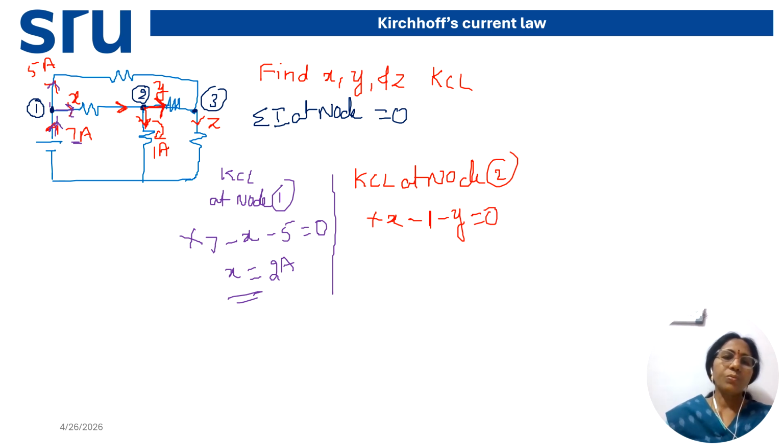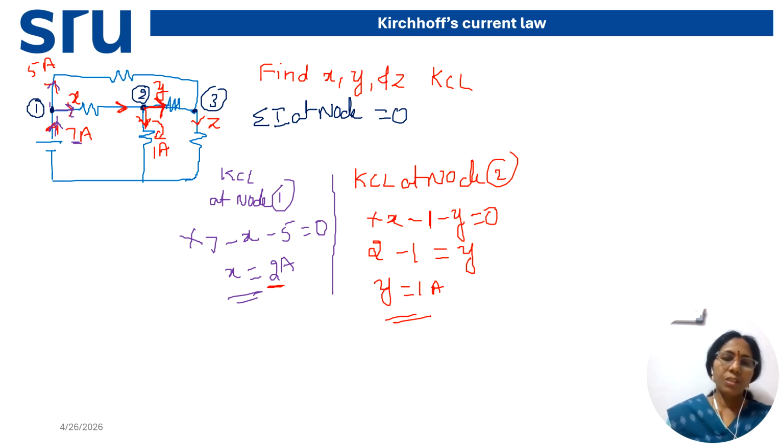Okay. So we already got X value 2. Here I am substituting X value 2, minus 1 equals to, if I write Y on the right side, it becomes minus, Y becomes plus 5. Then how much will you get? Y value is 1 ampere. Okay. So Y value is 1 ampere.